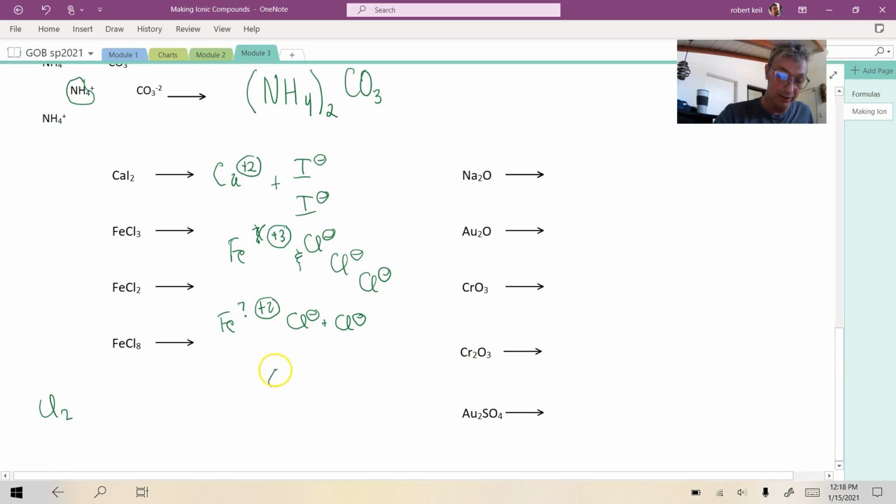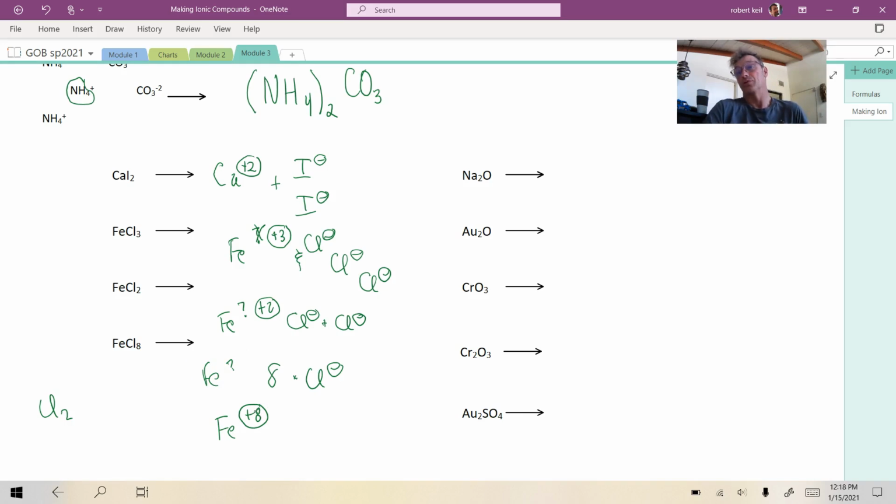So if there was 8 chlorines, what would the iron have to be? Well, obviously it would have to be iron +8, of which that is not actually correct. You can never have a charge that high. But that's a good test question. I could say, well, what is it if it was real? And you look it up and you have to figure that out. Okay, great. Move on. Let's do some more.